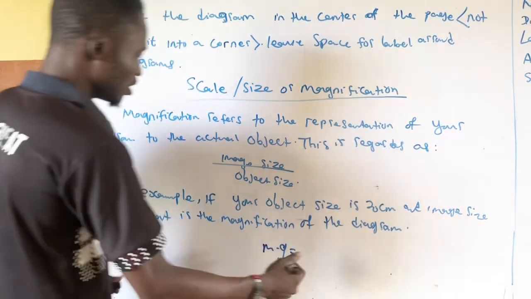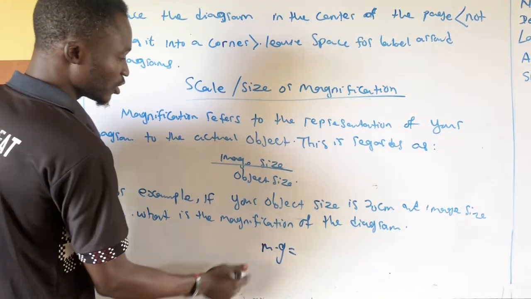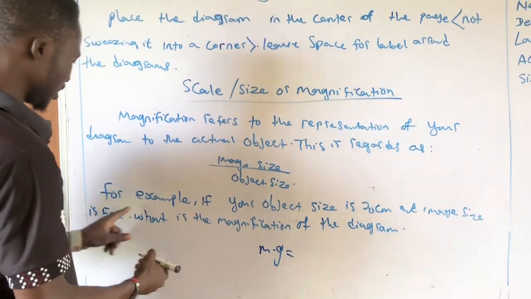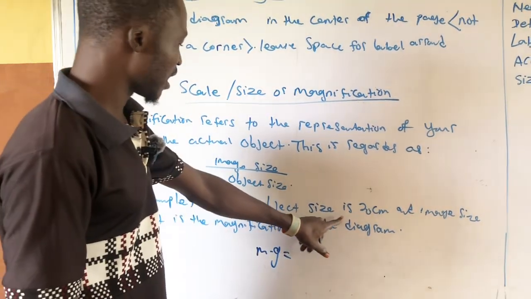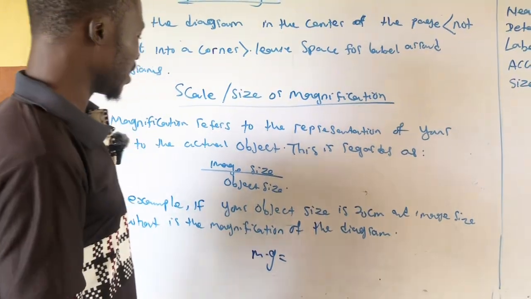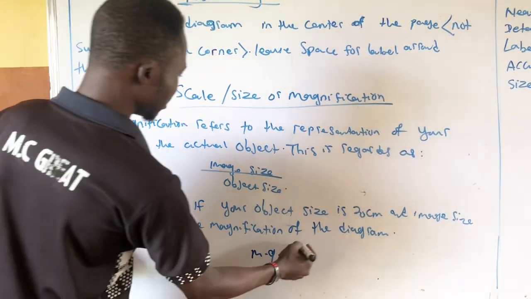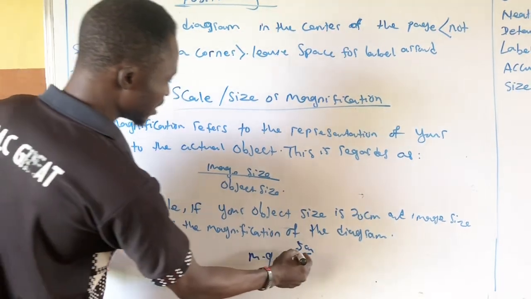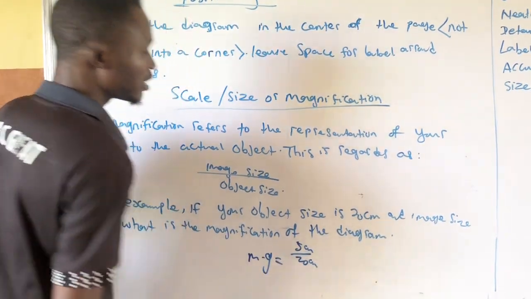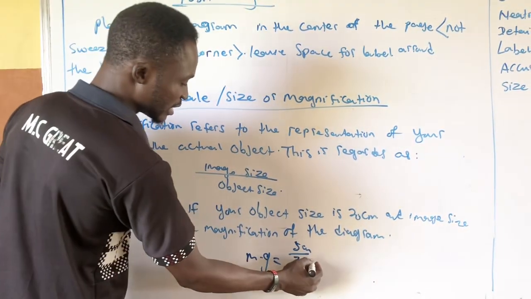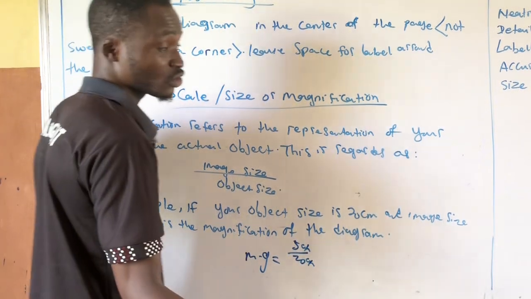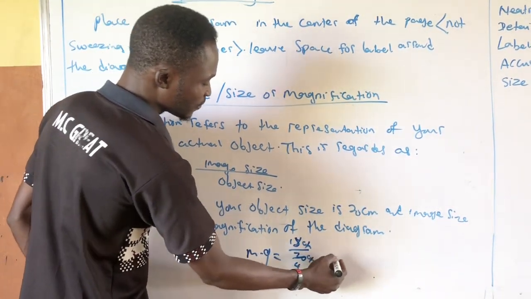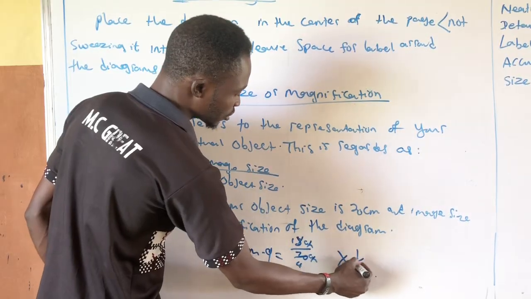Let's continue. Mg, magnification, is image size over object size. What's our image size here? Our image size is 5 centimeter and our object size is 20 centimeter. Therefore, centimeter will kill off centimeter. Magnification does not have units. 5 over 20 is 1 over 4. Therefore, our Mg is times 1 over 4.